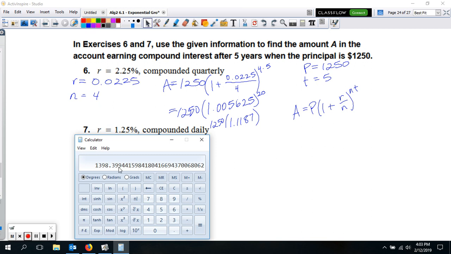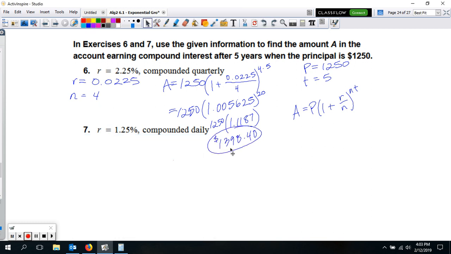And we want 2 decimal places. We're talking about money. This is going to go up to 40 cents. So that's what we're going to see here. There it is. So $1,398 and 40 cents. That's how much we would have at the end of 5 years if we left this $1,250 alone in the account that earns 2.25% interest that's compounded quarterly. So not too bad. I mean, that's a good extra $100 or so, almost $150 even there, for doing nothing and just sitting there in the account.